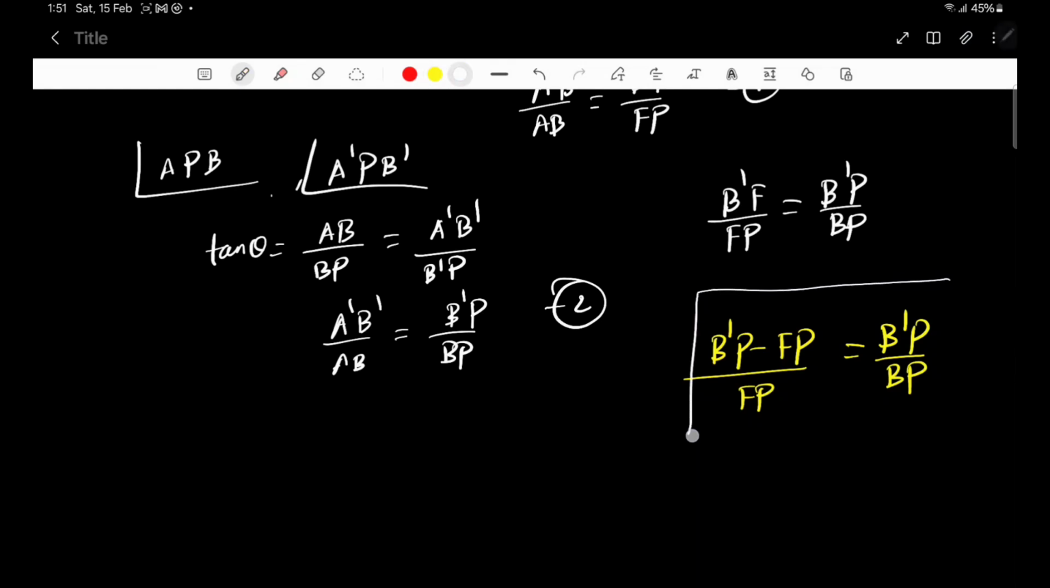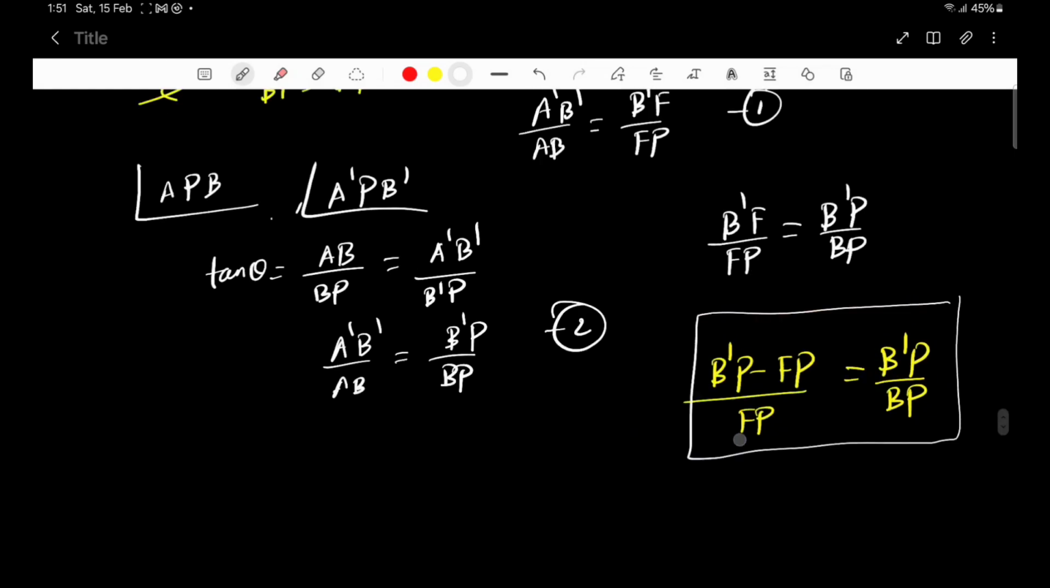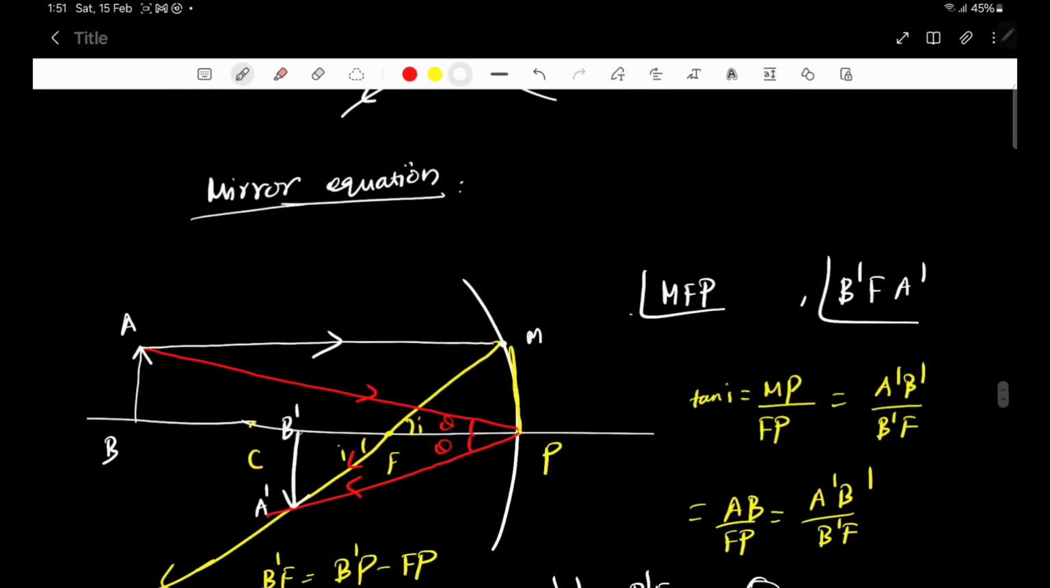Now, whatever the thing we got here, it's merely distances, but we are going to give the sign conventions now. So far imagine this very clearly. I have B'P, FP, B'P and FP, all those quantities are merely distances, but now I am going to assign some signs to them. That is why whenever we are using the mirror equation, we should use them along with the proper sign conventions.